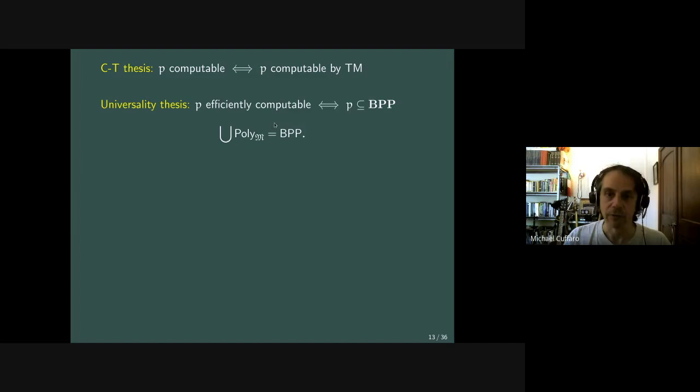So there are many models of computation, right? There are Turing machine models, von Neumann architectures, and so on. And the polynomially solvable problems in any model, if we take the union of them all, that's going to be the same as BPP. That's what the universality thesis amounts to.